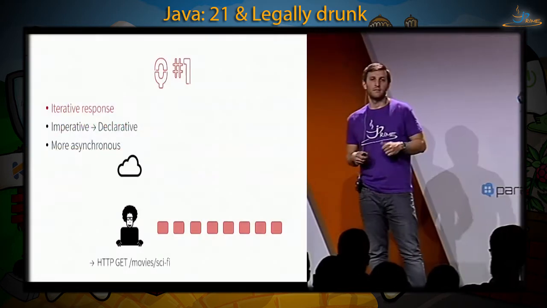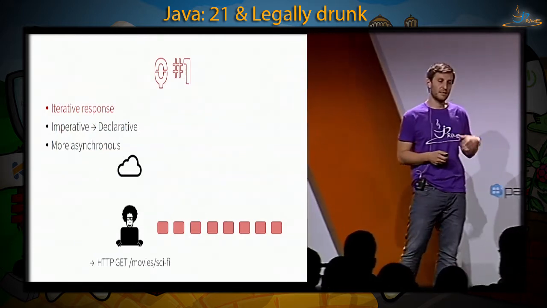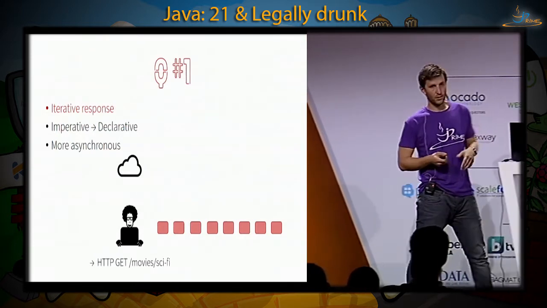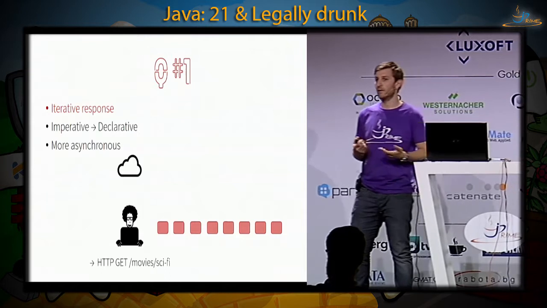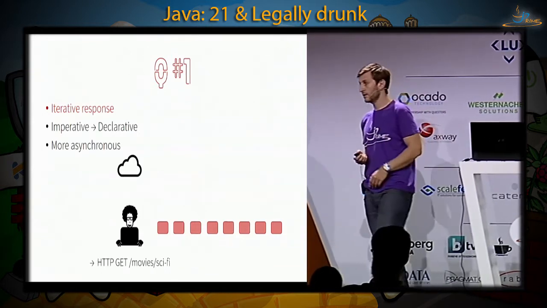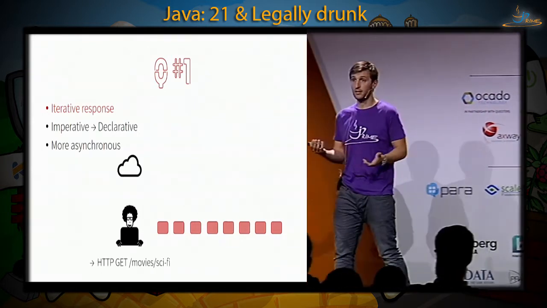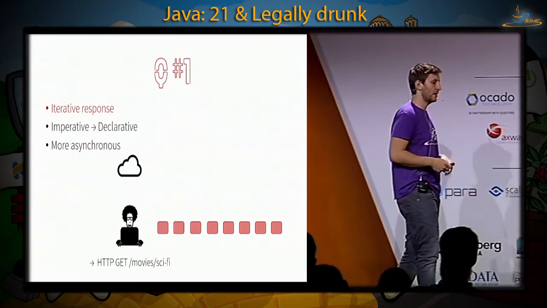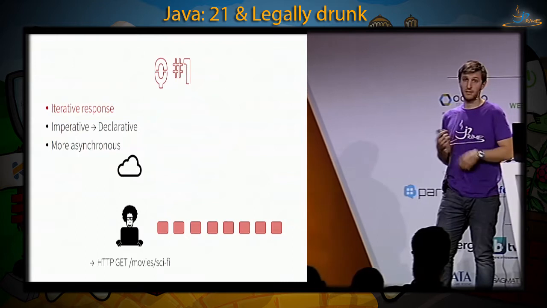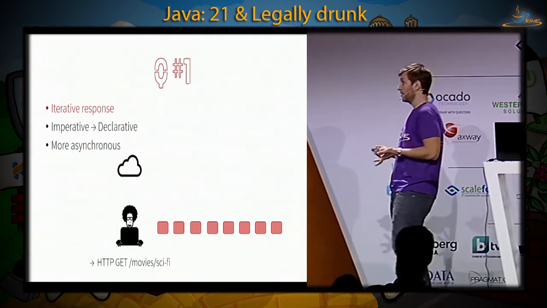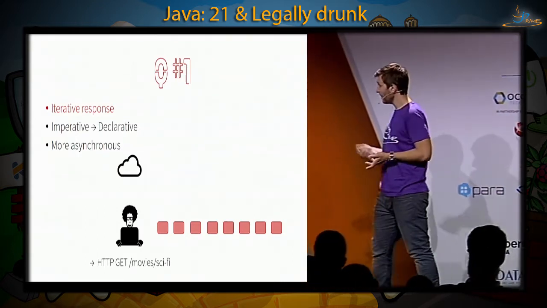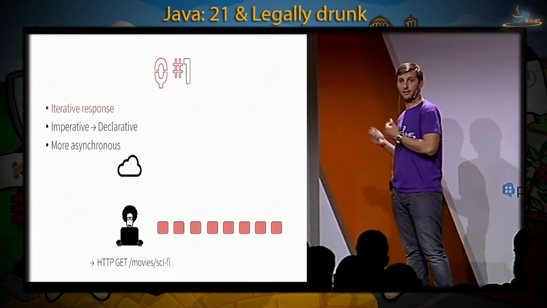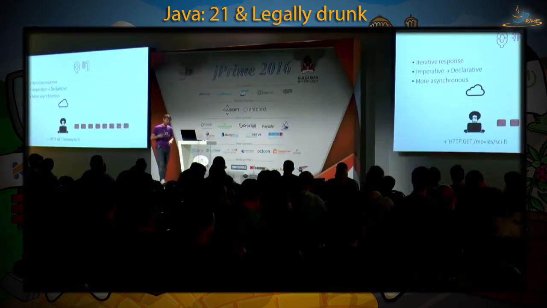Why? Well, because RxJava handles asynchronous execution under the hood, so you don't have to worry about that. You just tell RxJava that you want to be asynchronous, and it does everything for you. You don't have to worry about threads or locks or whatever. So in the end, their code was prettier, let's say. It was more asynchronous, and the response time was better because of this iterative response. And that's it for question one, right?